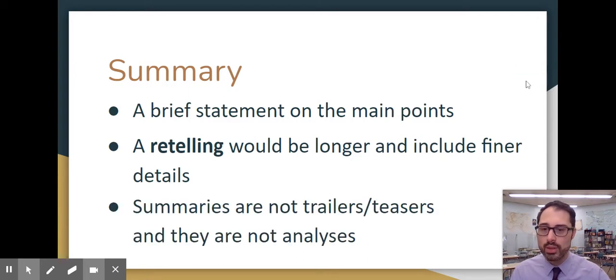We're also not writing teasers or trailers like we would see in a movie. And we're not just writing about the topic. And we're also not analyzing. If we want to analyze something, we'll give specific examples and talk about the importance of those examples. A summary is going to bring us through the plot and bring us through the main ideas.